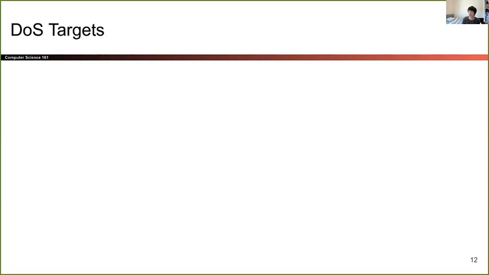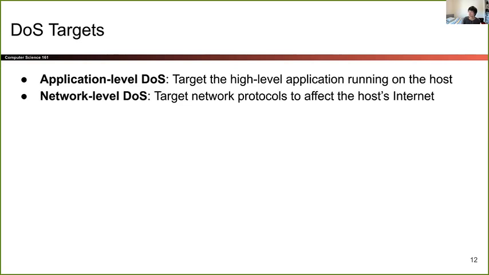So talking about targets, and then we'll stop for questions really quickly. The 2 main targets that we'll look at are application level, so targeting the high-level application running on some system, and the network level, so targeting the network protocols that are affecting the host's internet. So the host is connected to some network out there, and we want to try to block that network as much as possible. All right, questions on any of this before we move into the first kind?